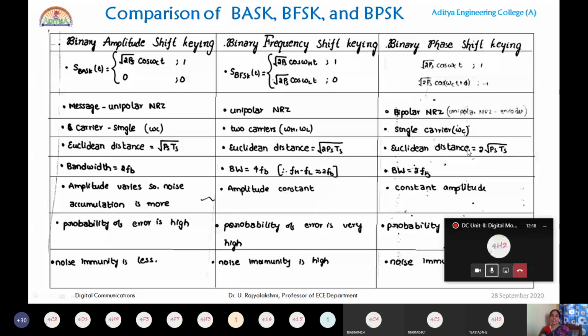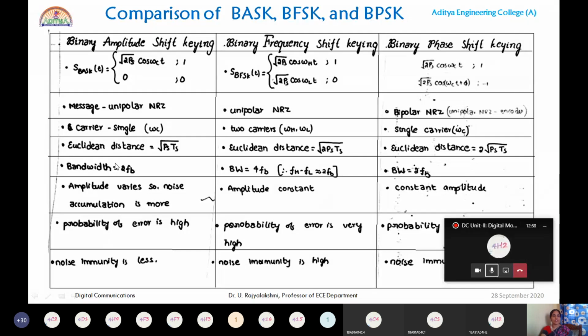And next, what is the Euclidean distance of PSK? It is 2 root PS into TS, or else 2 root PS into TB, because TS is equal to TB. Or else you can also call it as 2 root EB. So it is root EB and this is root 2 EB, and our PSK is 2 root EB. So almost all, you can see that the Euclidean distance for BPSK is very high compared to the ASK and FSK.